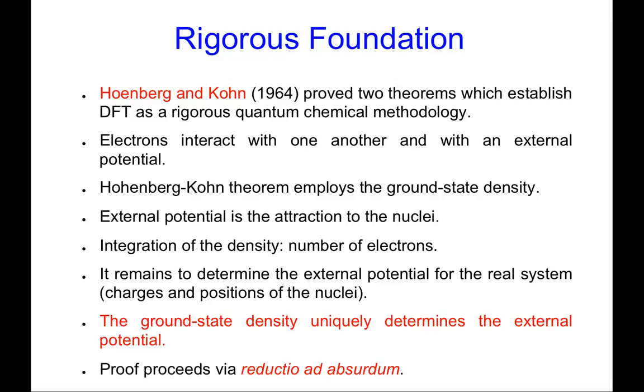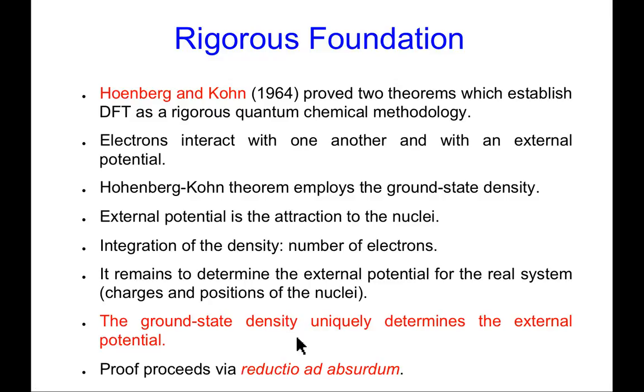The first Hohenberg-Kohn theorem, as originally formulated, applies to the ground state density of a system, and in particular a non-degenerate ground state density. There have been subsequent expansions of the theorem in various directions, but we'll just look at that initial one. So external potential is the attraction of the nuclei. We get the number of electrons from integrating the density. And what we want to do is show that the ground state density uniquely determines the external potential. That is, the ground state density uniquely determines the nuclear positions.